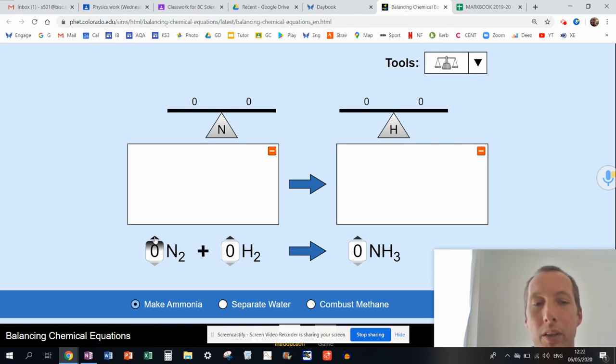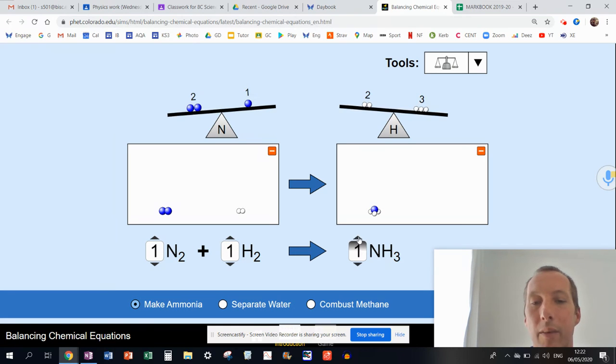The first thing I would always do is put one of each molecule involved and see if that works. So will one nitrogen molecule react with one hydrogen molecule to give one ammonia molecule? Well, no.